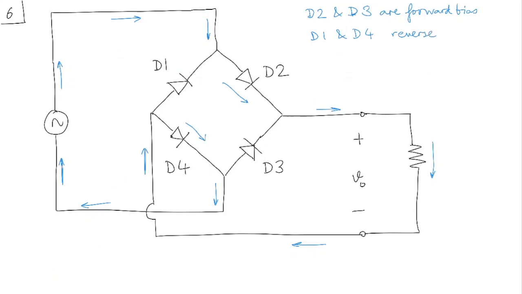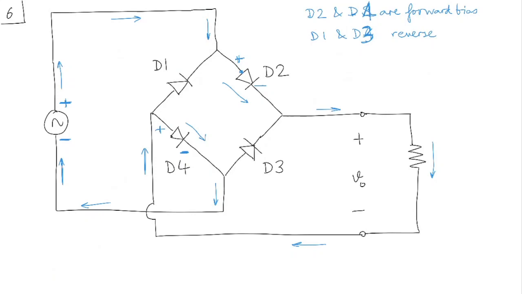Now, when is that going to happen? D2 and D4 are forward biased, and D1 and D3 are reverse biased. So the question is, when are D2 and D4 forward biased? D2 and D4 are forward biased when this voltage is more positive than this voltage, and when this voltage is more positive than this voltage. That is going to happen when this voltage is more positive on this side, because if this is positive, this will be positive, and D2 is going to be forward biased. If this voltage is the negative half, then this will be the negative voltage, and therefore D4 will be forward biased. So you can see from analysis, in a qualitative sense, that D2 and D4 are going to be forward biased in the positive half cycle.